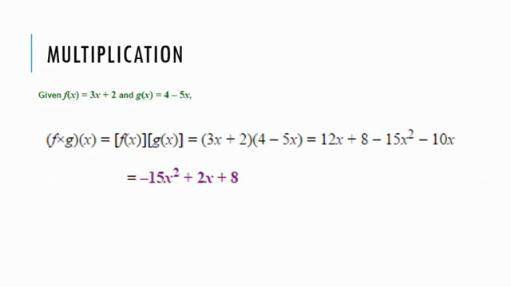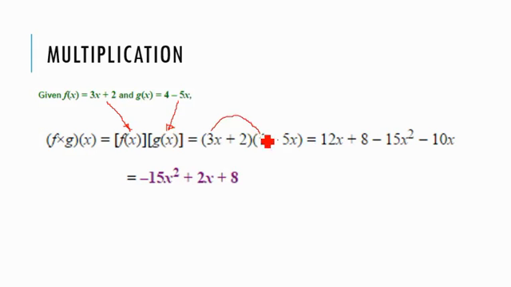Multiplication, also very similar. We've done this before as well. f times g of x is the same as f of x times g of x. So I'm going to substitute in my respective functions. So 3x plus 2 times 4 minus 5x.